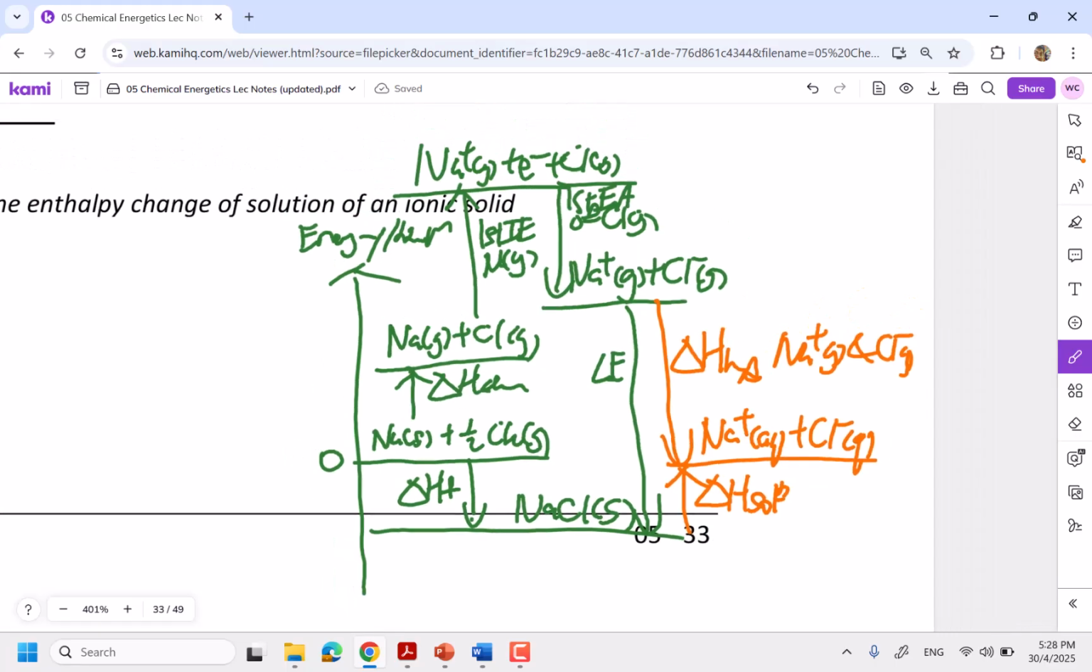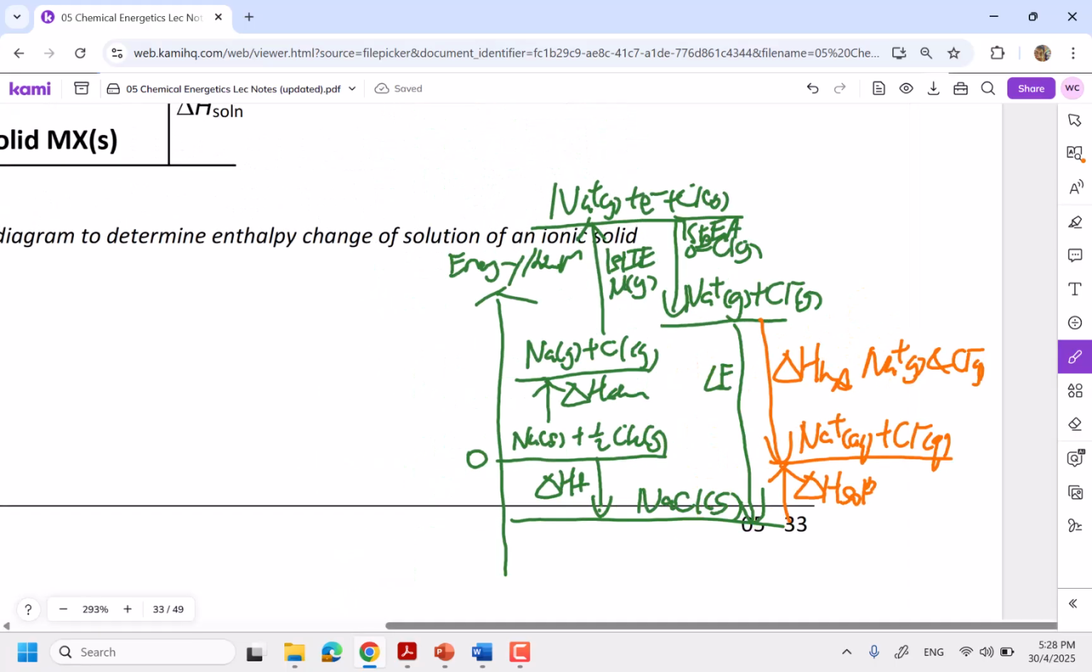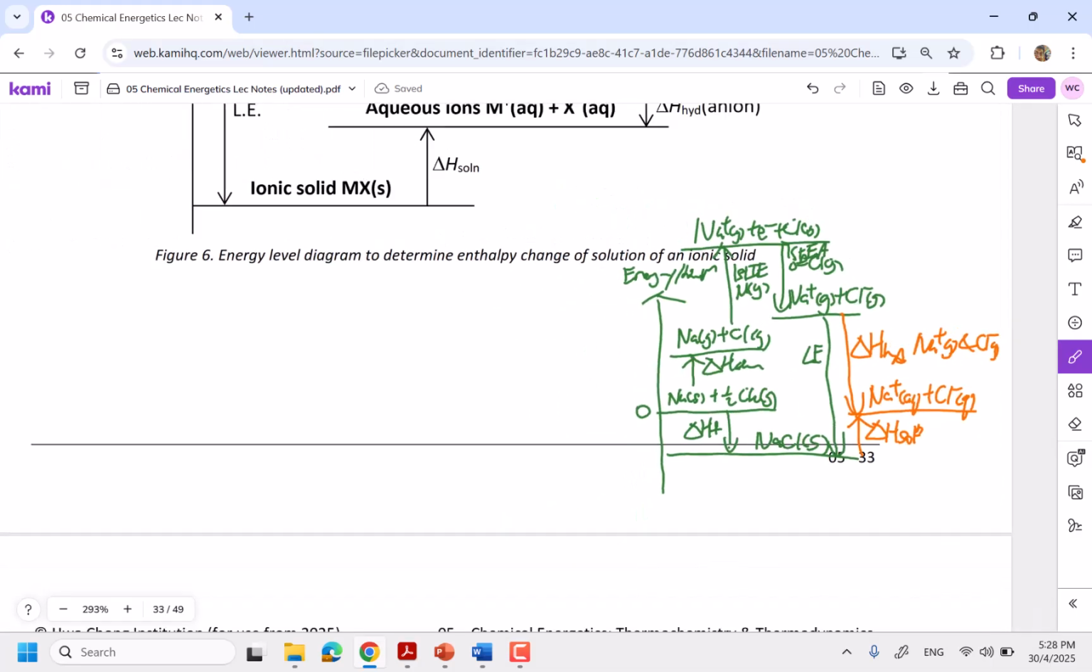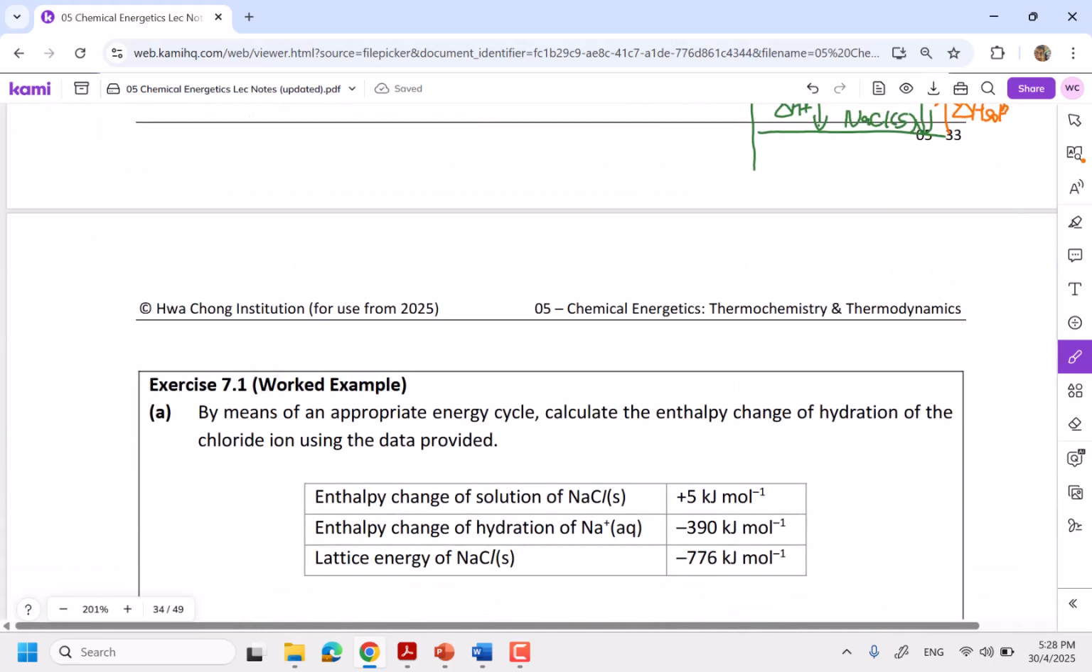If you are able to do this at free will when you are revising, actually you already cover about 1/3 of the topics. So I do encourage you to go through this on your own without referring to your notes, and at the same time verbalize the definition, because you need to know the definition in order to complete the Hess cycle. Alright, so pretty much we're done with this.